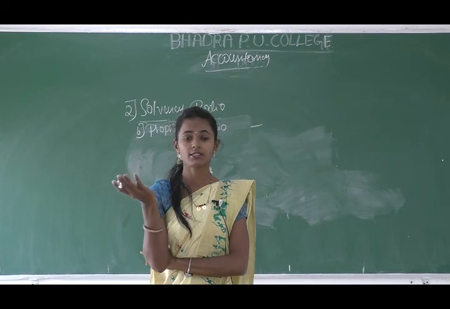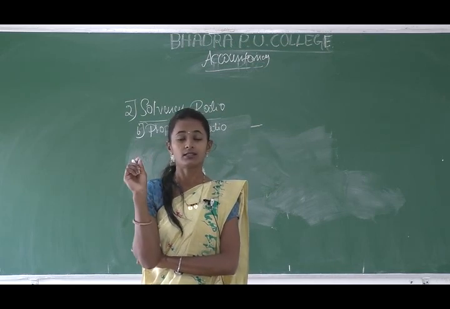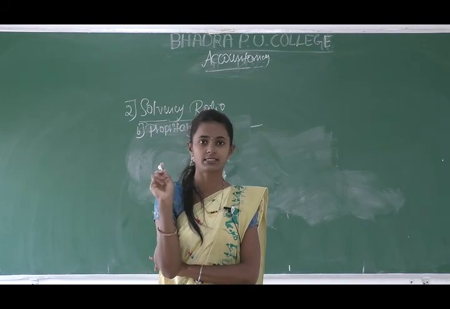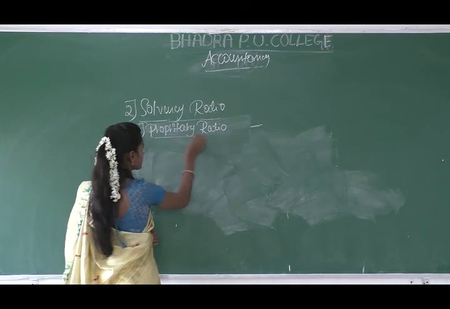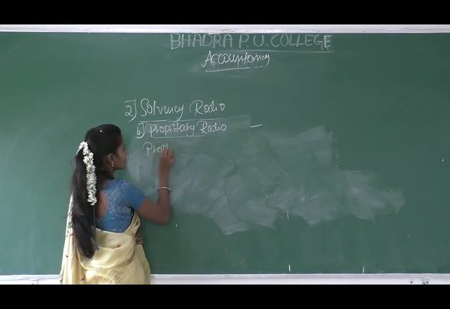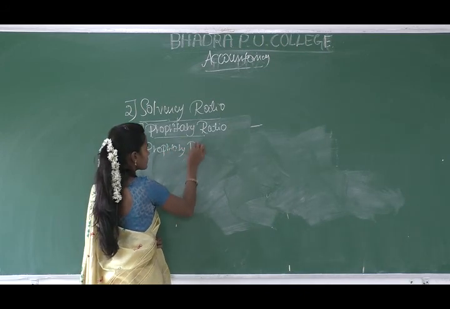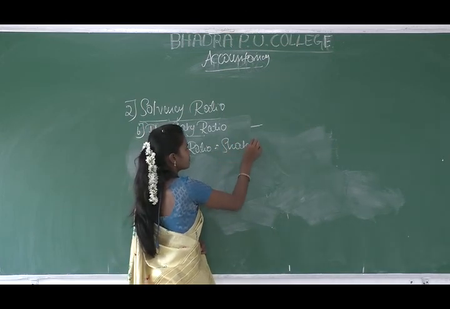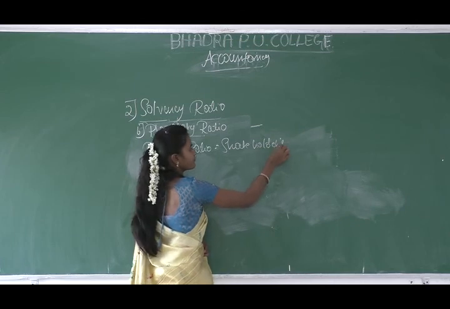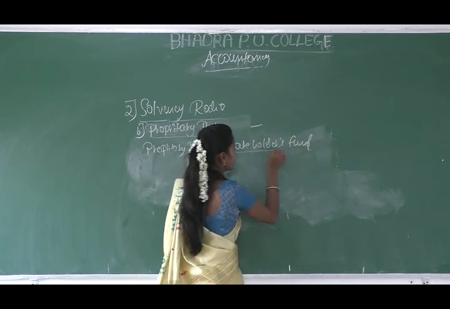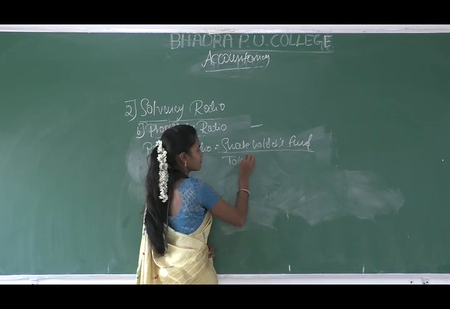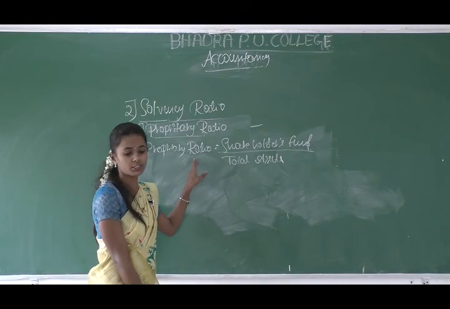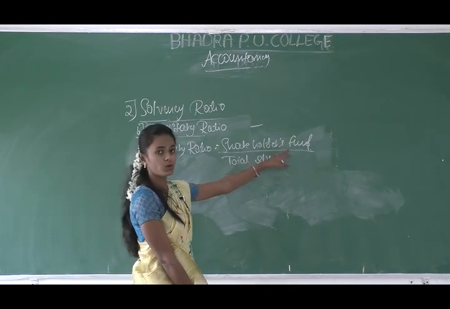Again, to calculate the proprietary ratio we have a formula: proprietary ratio is equal to shareholders fund divided by total assets. So this is the formula for the calculation of the proprietary ratio, that is shareholders fund divided by total assets.